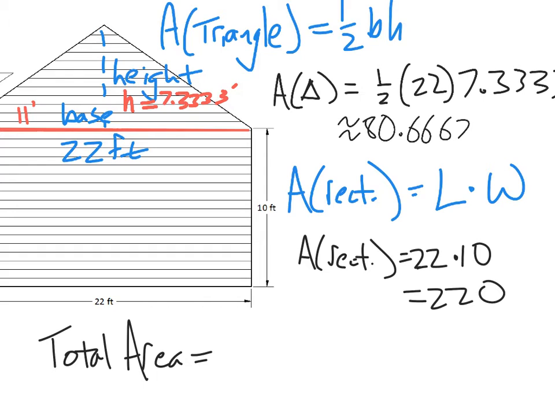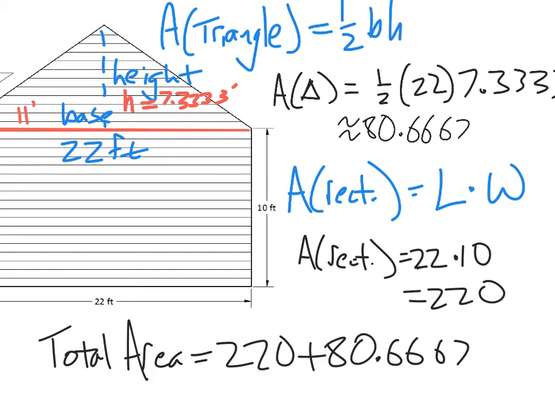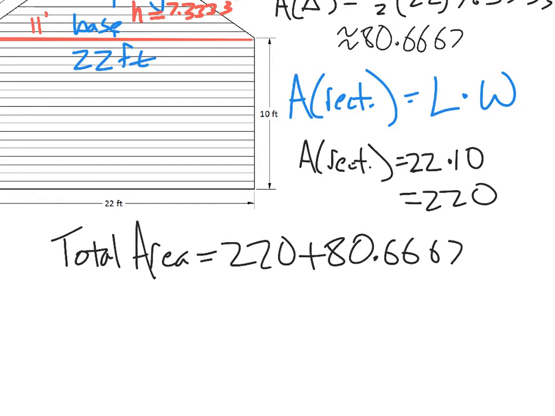And so we have 220 plus 80.66. Now this was pretty nice. We didn't really need a calculator for that because 220 plus 80 is 300, right? So 300.66. And that is feet. Don't forget your units. Okay. So we found the total area there.